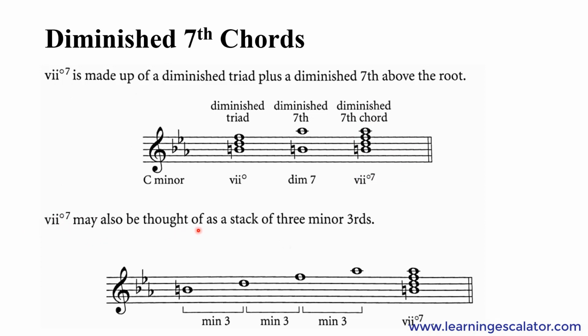VIIO7 may also be thought of as a stack of minor thirds. So a minor third from B to D, and a minor third from D to F, and a minor third from F to A flat.